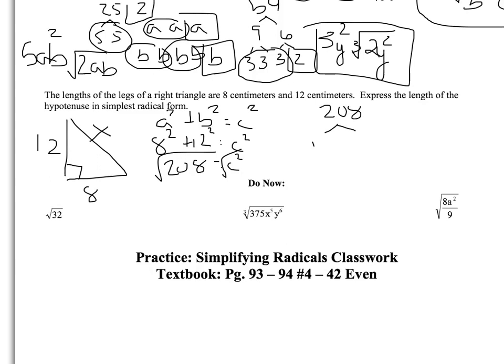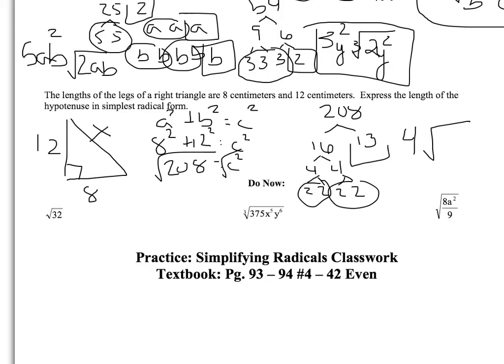208 breaks down to 16 and 13. 16 breaks down to 4 and 4. 2 and 2, 2 and 2. So you have 2 pairs of 2's can come out as a 4. It's 2 times 2. Radical, and you have a 13 left over. That's your final answer there.